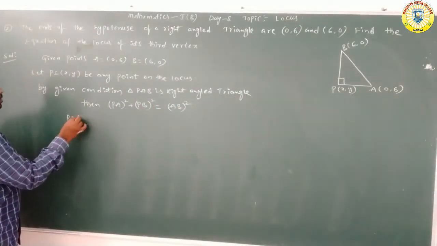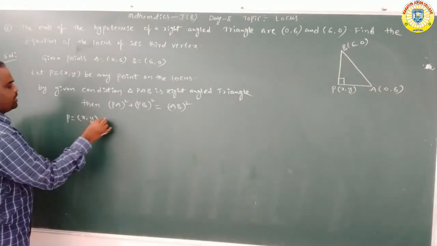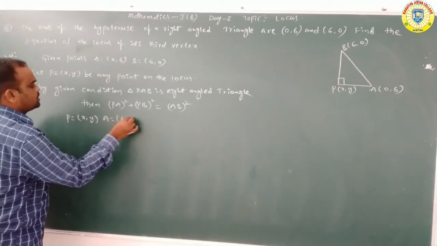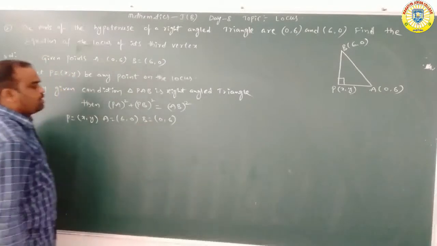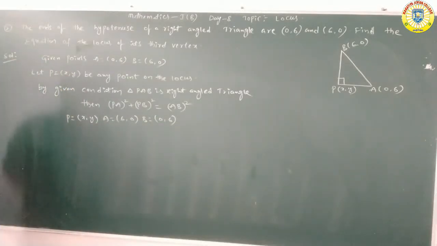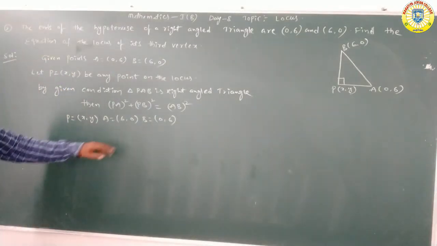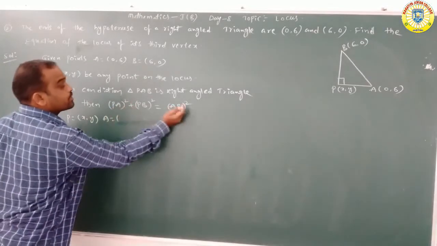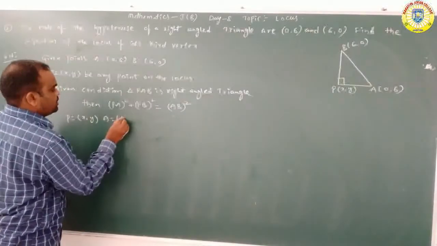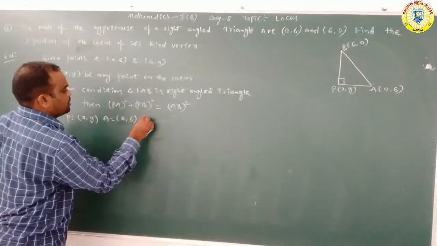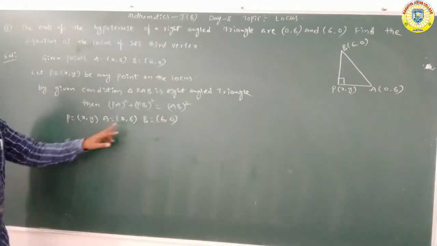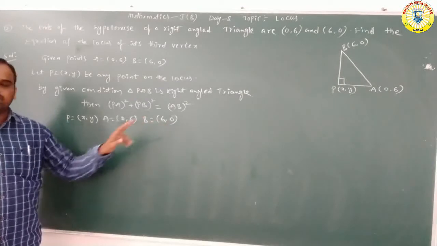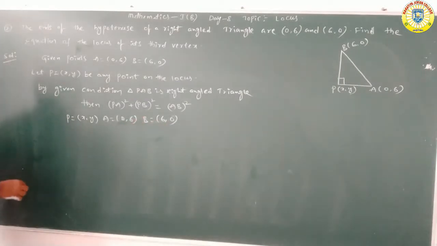We are writing the values. P is equal to (x, y). A is equal to 0, 6, I'm sorry. A is equal to what is the number? (0, 6). B is equal to (6, 0).